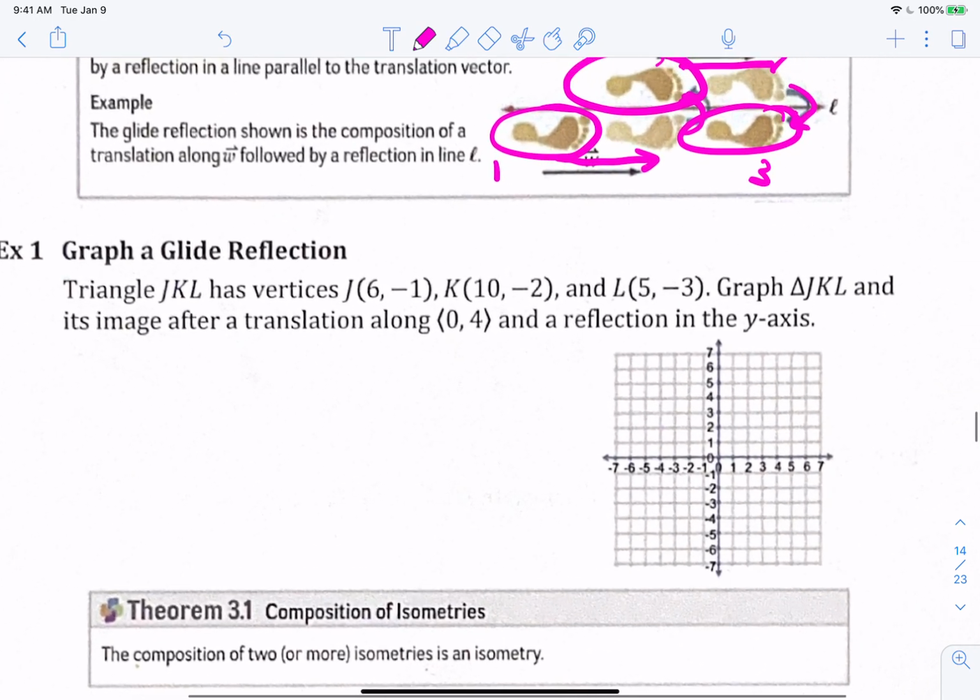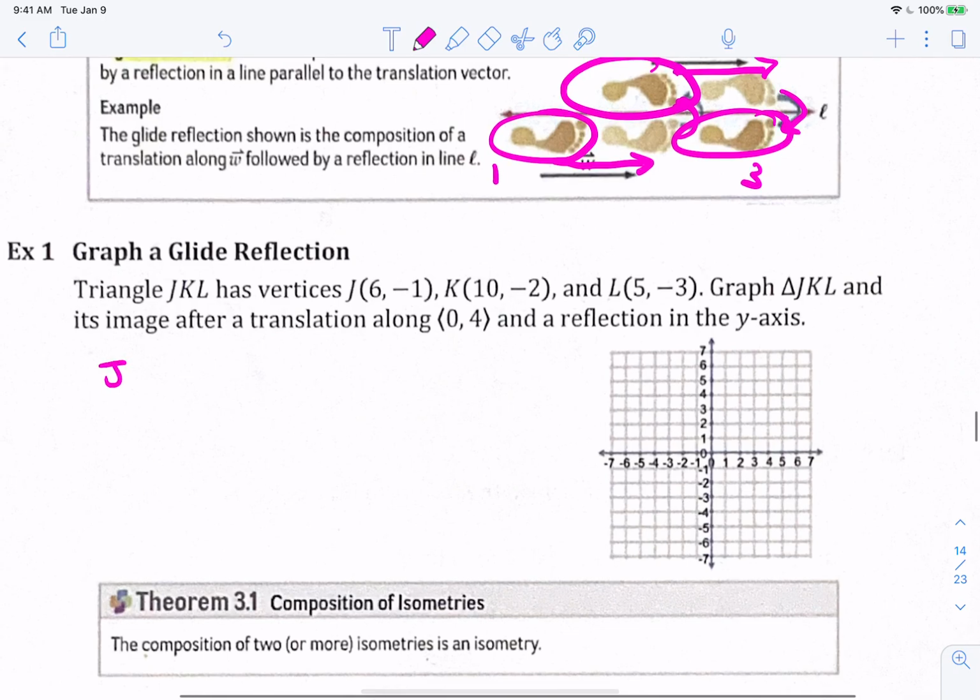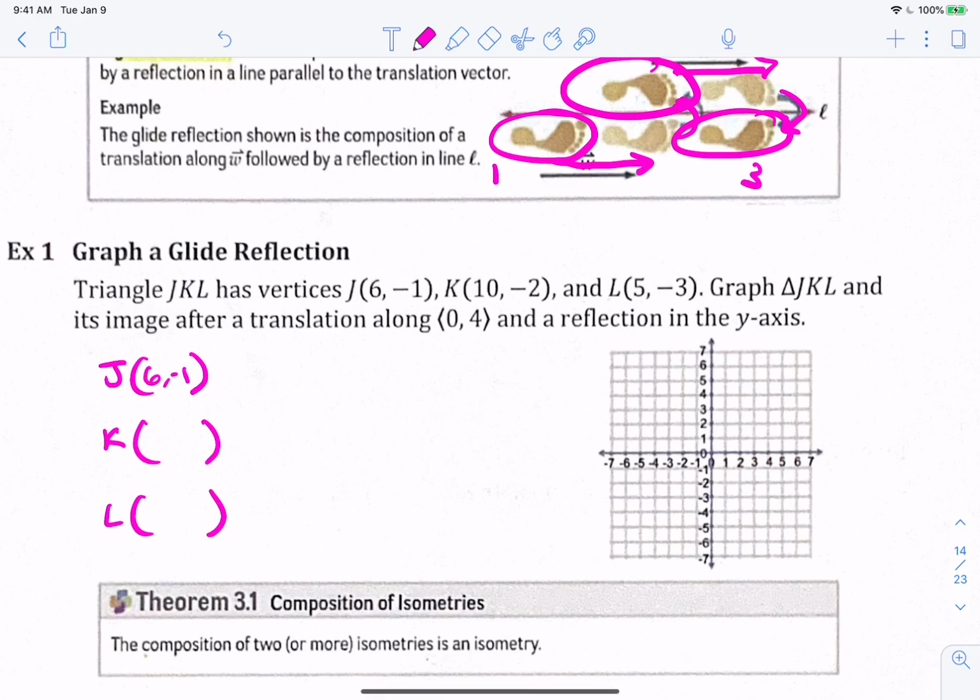All right. So example 1. Let's start with J, K, and L. We're going to write these down. 6, -1, 10, -2, 5, -3. And I'm going to plot these. You don't have a 10, but do the best you can. 6, -1, 10 is out here, -2-ish, 5, -3. There's your points. Then we're going to do J prime, K prime, L prime.